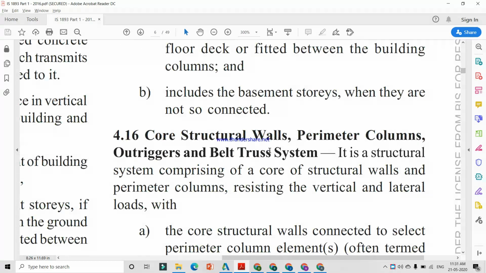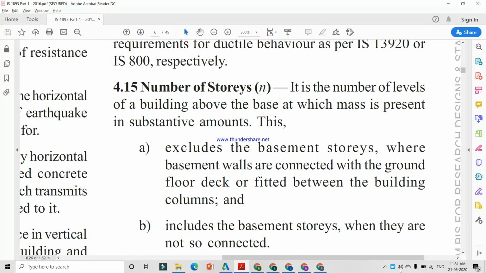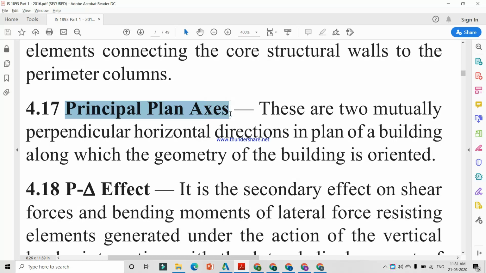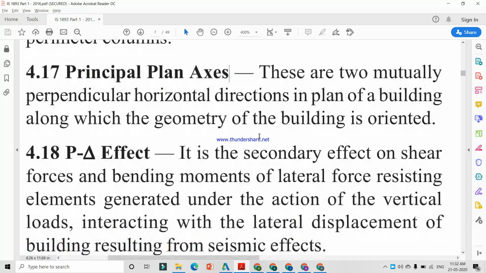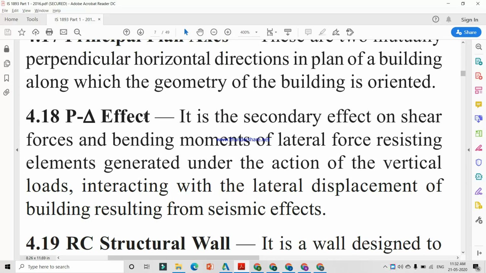So next is 4.17, principal plan axis. You can also call it the geometry of the building. If you are working with ETABS and STAAD.Pro, you know the geometry of the building. These are the two mutually perpendicular horizontal directions in plan of the building along which the geometry of the building is oriented. That means these are the two axes in which you draw your working plan and you can work with them.